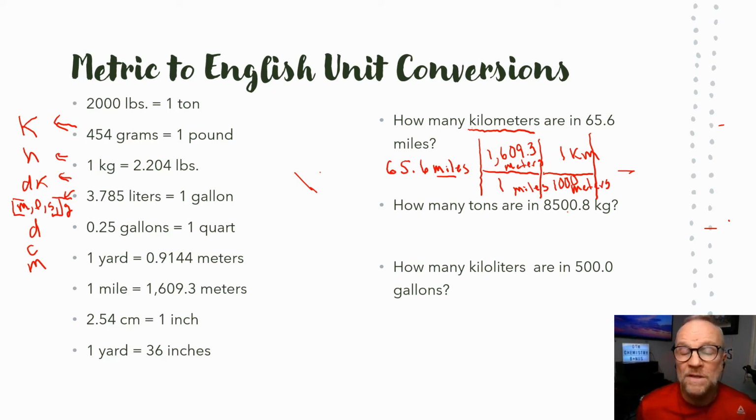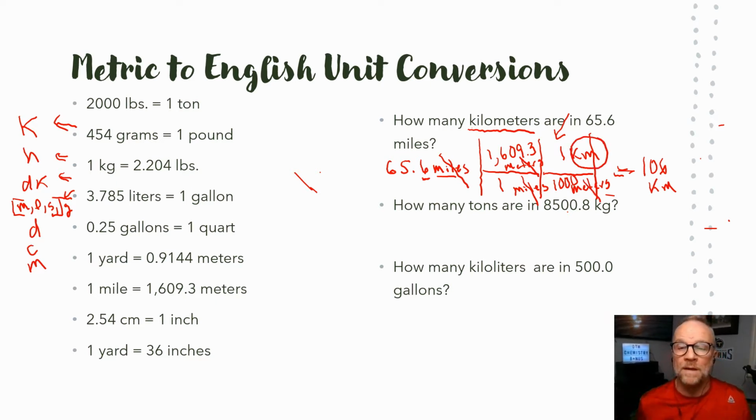So it'd be 65.6 times 1,609.3 times 1, all that divided by 1,000. I worked it out for us to save a little bit of time. When I work that out, I have 106 kilometers. I rounded it to 3 significant figures. We'll pretend like all these conversion factors are exact and have an infinite number of significant figures, so we'll just use what we start off with. Notice here that miles will cancel, meters will cancel, and our final answer will be in kilometers.